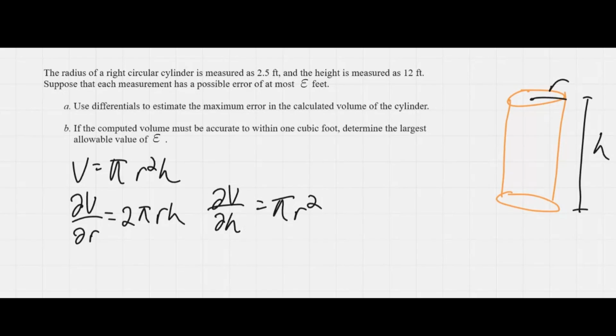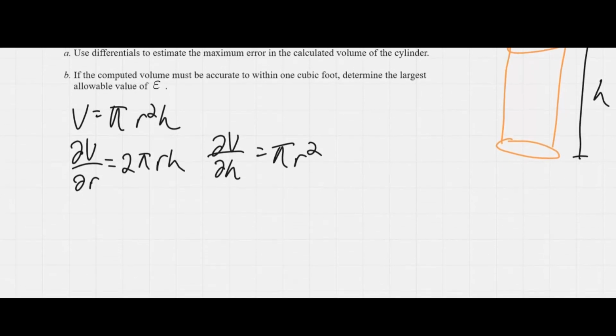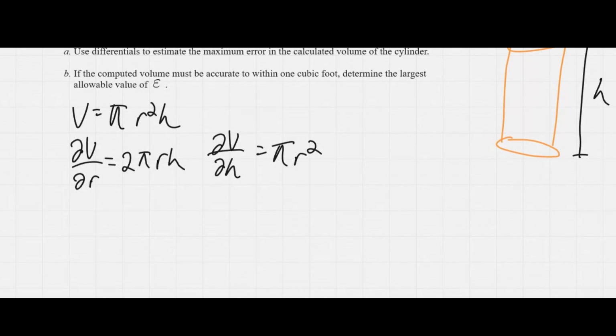And so now let's construct our total differential, right? We're using epsilon as our error. So using epsilon as our error, in order to calculate our total differential, we're going to have dV, and that's going to be equal to 2 pi r h times epsilon, and then that's going to be added to pi r squared times epsilon. And so we have our two errors over there, we have our partial derivatives, and summing those two together is going to equal our total differential.